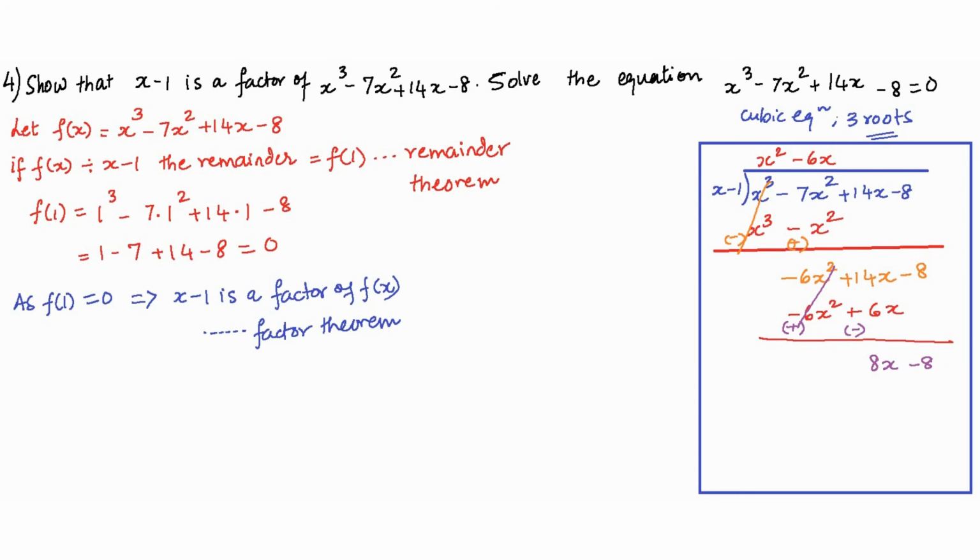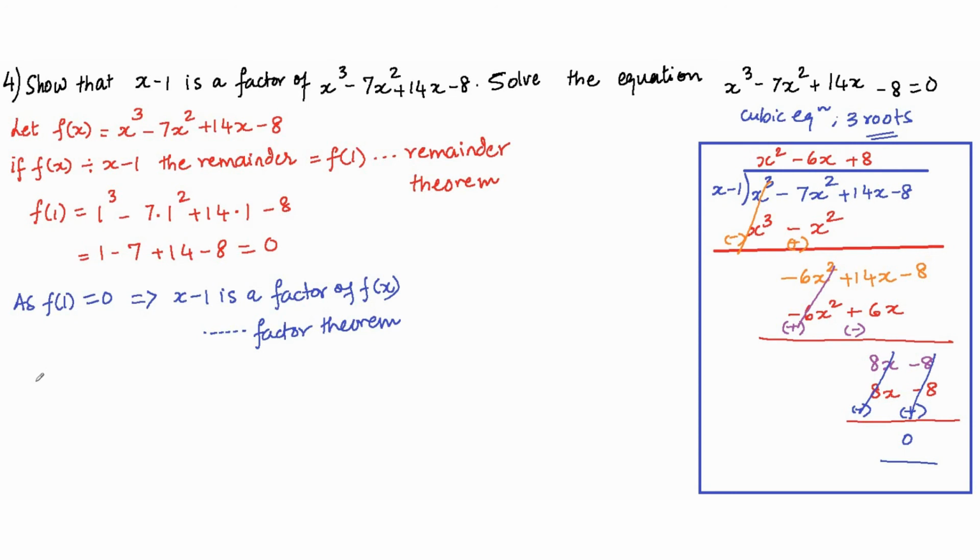And then x multiplied by 8 becomes 8x, and negative 1 multiplied by 8 is negative 8. So now again the signs will shift. So this becomes negative and this becomes positive. 8x minus 8x cancels, and negative 8 positive 8 is 0. So this is very much expected because x minus 1 is a factor, and that's why the remainder is expected to be a 0.